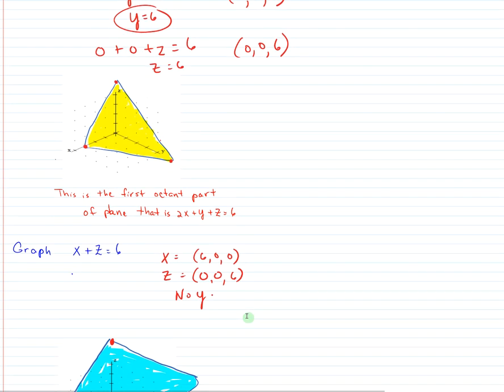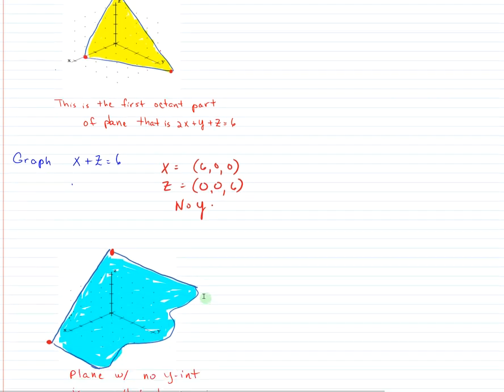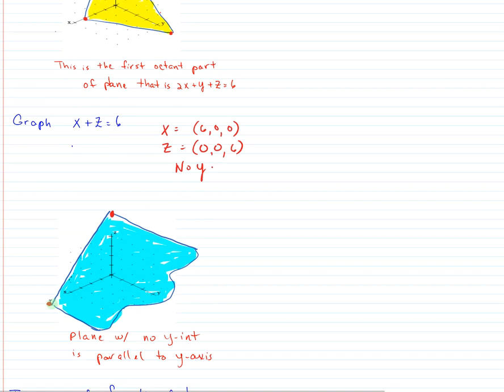How about x plus z equals 6? Well, the same thing. Your x-intercept is (6, 0, 0). Your z-intercept is (0, 0, 6). We have no y-intercept, so let's see how that goes. We put 6 on the x, we put 6 on the z.